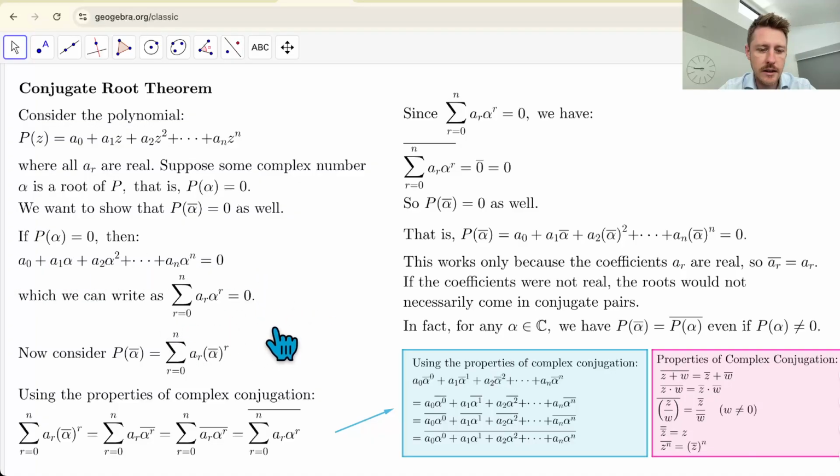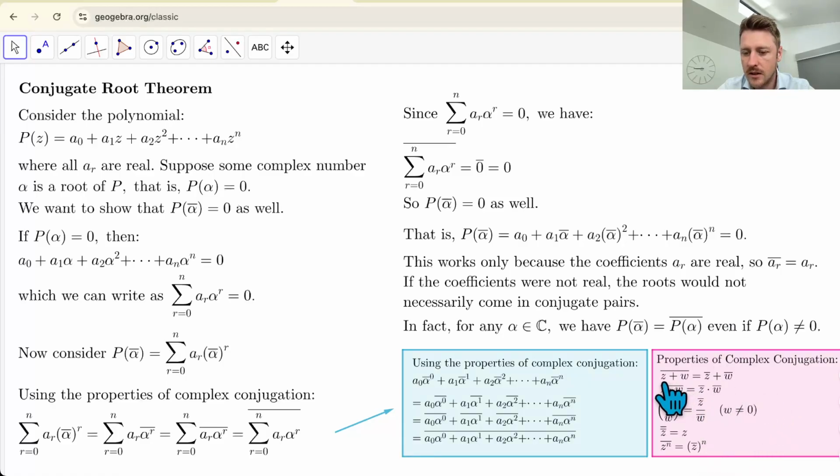And then we say to ourselves, all right, let's consider what happens if we take p of the conjugate of alpha. So we're taking this alpha term and making it the conjugate. And then we can use the properties of complex conjugation. Now, this is all written out in notation, but I think it's probably easier if we use this up here. So just a reminder of some of the properties of complex conjugation over here. Just have a look over these.